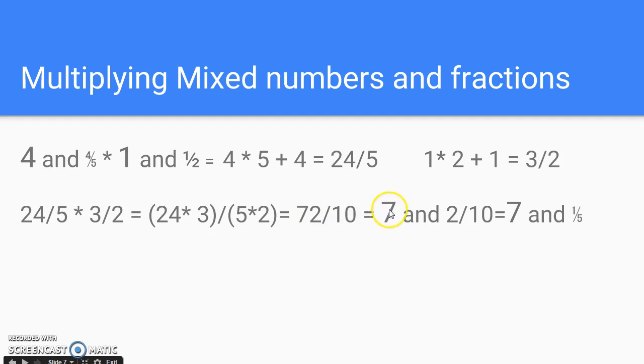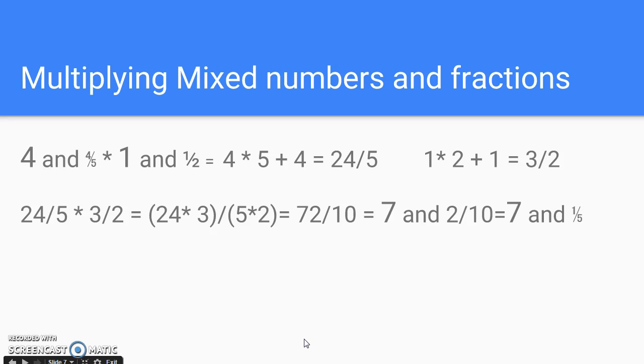So 10 goes into 72 7 times, giving you a whole number of 7, leaving you with a remainder of 2 over 10. Need to continue to reduce. 2 goes into both of them, so 7 is my whole number. 2 goes into 2 one time. 2 goes into 10 5 times. So 7 1/5 is my answer.